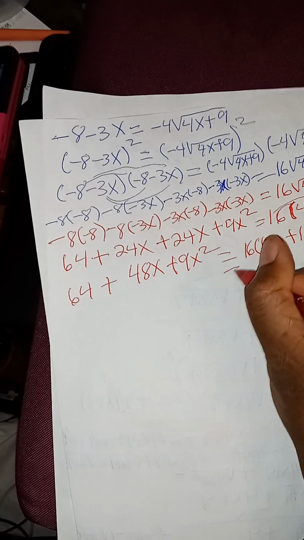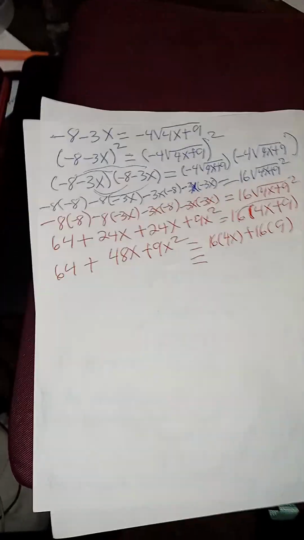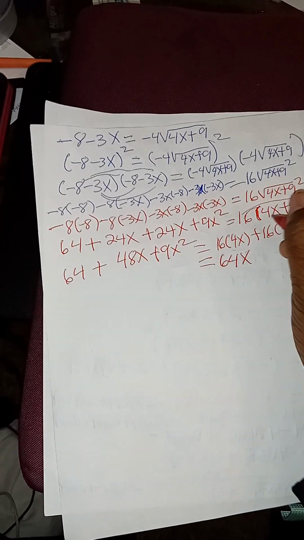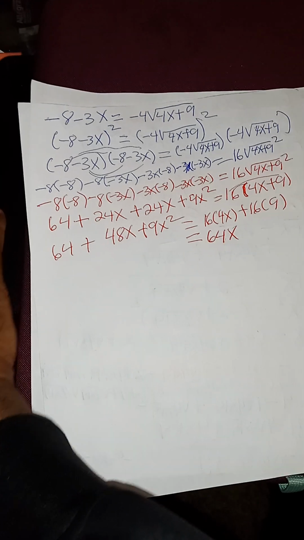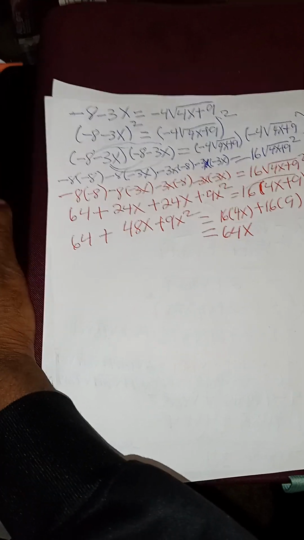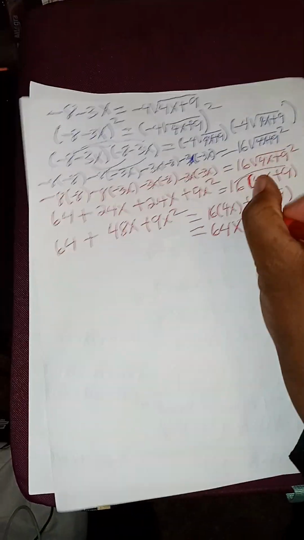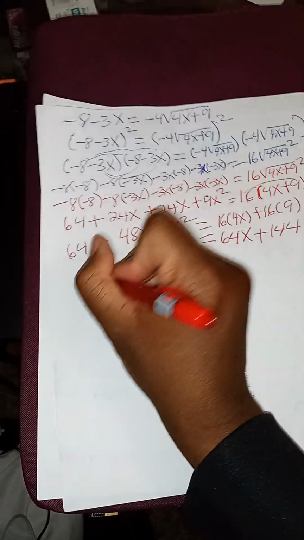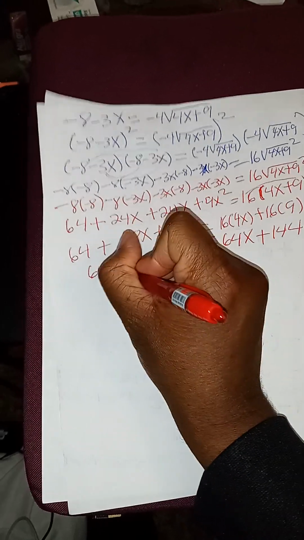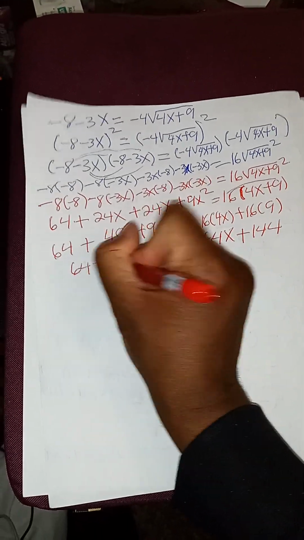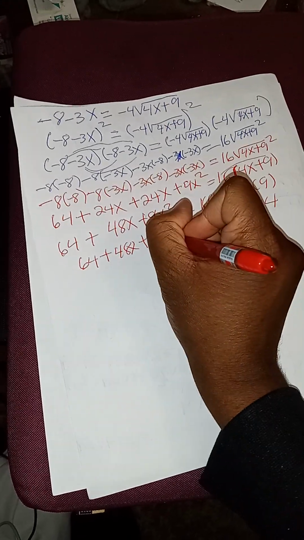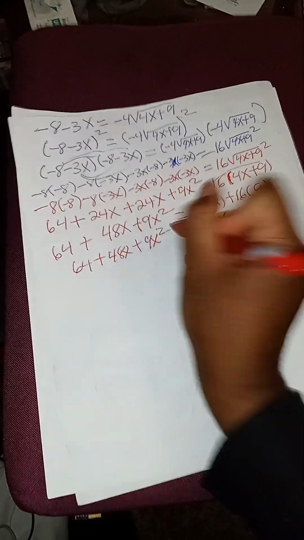So 16 times 4x is 64x. And 16 times 9 should be 144. Yes, so plus 144. And then bring down the left-hand side, 64 plus 48x plus 9x squared. Okay.